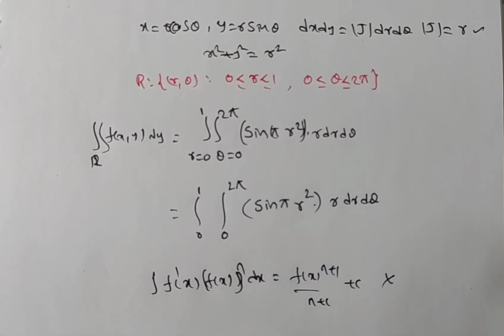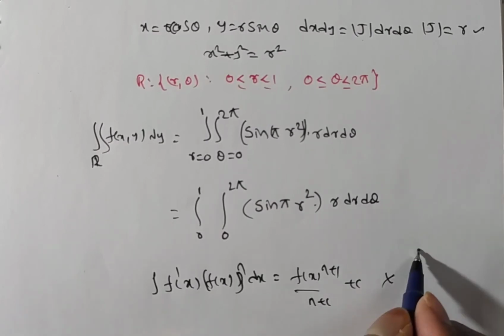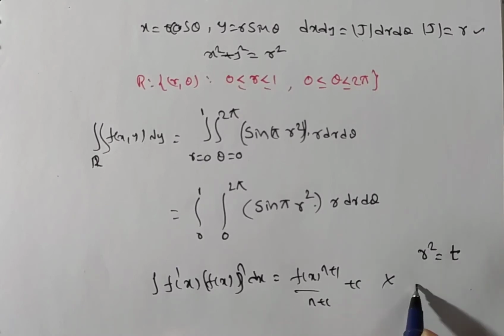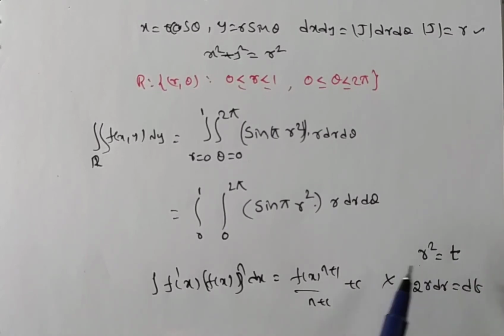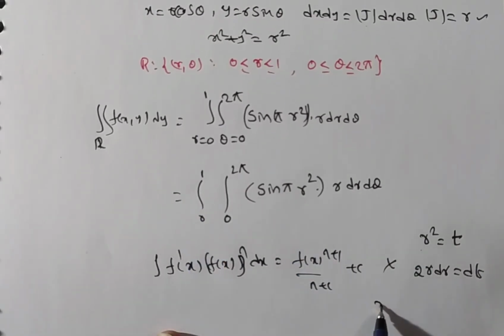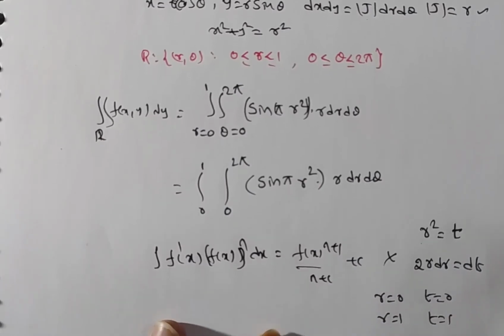So you cannot apply this formula. Which formula you have to apply? Go for the substitution method. What do we have to substitute? In place of r square you introduce a new variable t. Then r square derivative is 2r dr is equal to dt. Now limits also we have to change. R limits we have to convert into t. So whenever r is equal to 0, t is equal to 0. Whenever r is equal to 1, t is equal to 1.